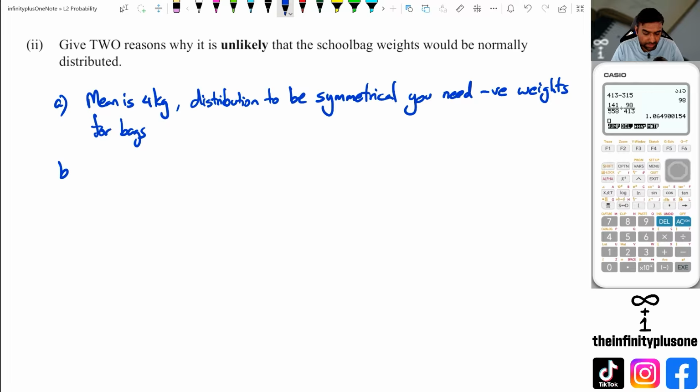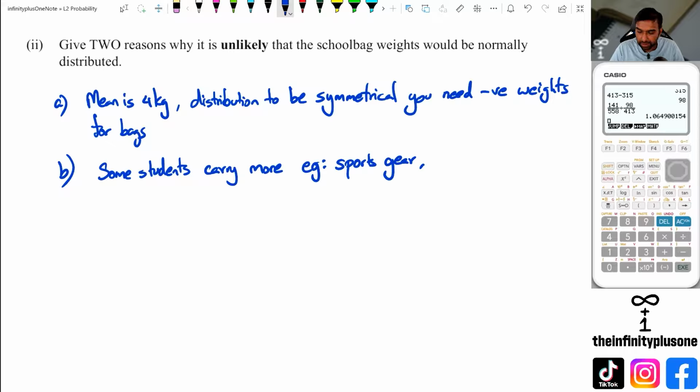So that's one reason. Another reason would be people that bring sports gear. So we could have some individuals, some students, carry more than others. Carry more. For example, sports gear, or sometimes people bring heavy laptops versus no device. So there's that to consider as well.